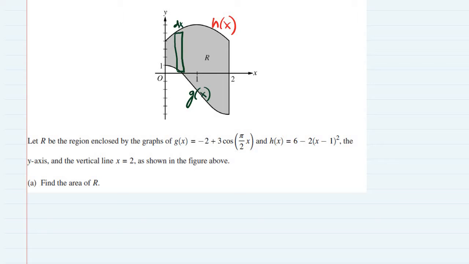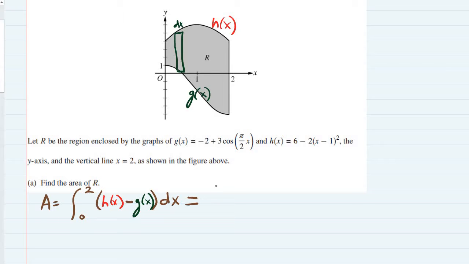Okay, so to find the area, we are going to integrate from 0 to 2. The width of each rectangle is dx, but the height is going to be the difference between h of x and g of x. So we're going to say that this is h of x minus g of x. That is how this is going to unfold as we work the problem.